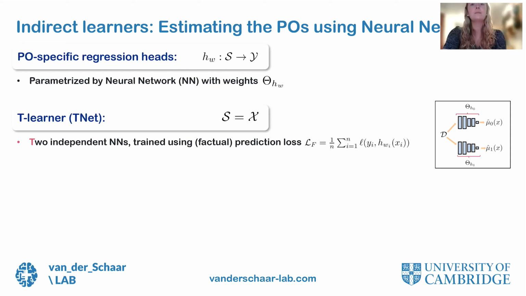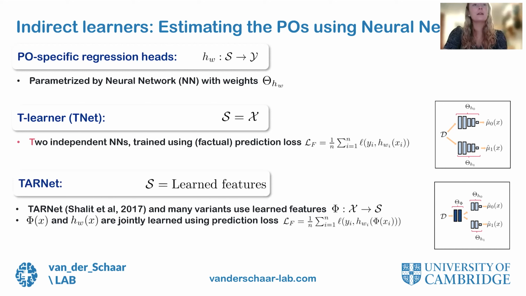And that's because if you have something that we call indirect learners, which are learners that target the potential outcomes and not the treatment effect, you get some undesirable behavior. So an indirect learner, we consider indirect learners here as parameterized by neural networks. And basically, indirect learners have potential outcome specific regression heads H, which are parameterized by some neural networks. And the simplest one of this is a simple T-learner, we call it T-net here, which is two independent neural networks trained using some factual prediction loss. Another indirect learner is a TARNet type, where you have some learned feature space that is shared between the two potential outcome heads. And these features and the outcome heads are jointly learned using some prediction loss.